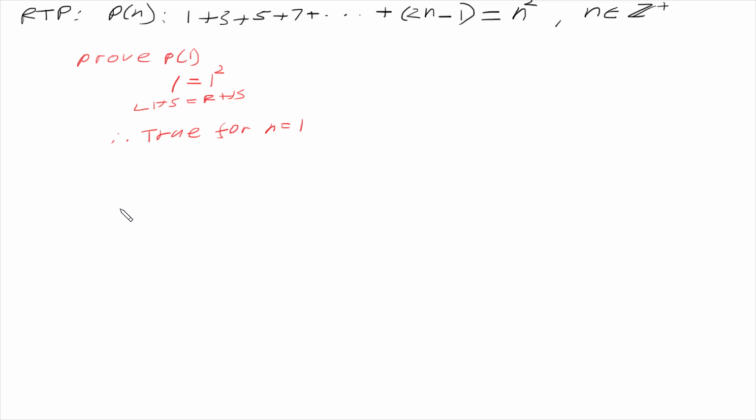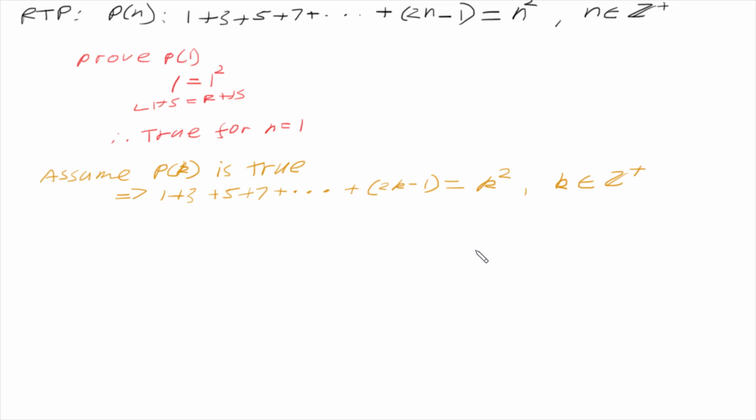The next step is that we assume that it works for any term. So we're going to assume that P(k) is true, for any term. So assume that P(k) is true. It's going to work for any integer k. This means that 1 plus 3 plus 5 plus 7 plus going up to any odd number 2k minus 1 is going to be k squared. So that's the first part of our inductive step, to assume that it works for any integer k, where k is also an element of our positive integers.